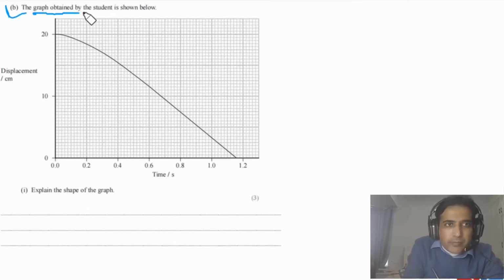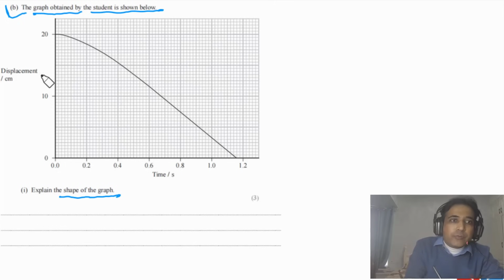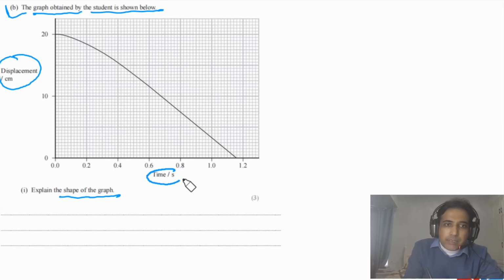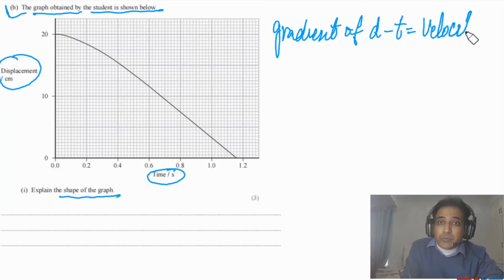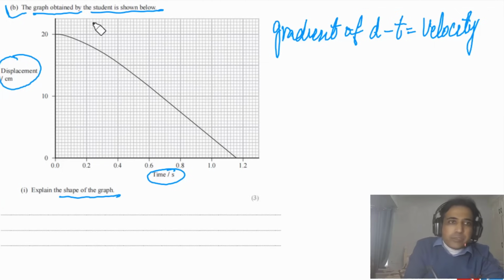Part B says the graph obtained by the student is shown below. For part B1, explain the shape of the graph. So first of all we need to understand that on the y-axis we have displacement and on the x-axis we have time. So we can say the gradient of a displacement-time graph represents velocity. So if you look at the gradient now, initially you can see the gradient is equal to 0. It means speed is equal to 0.